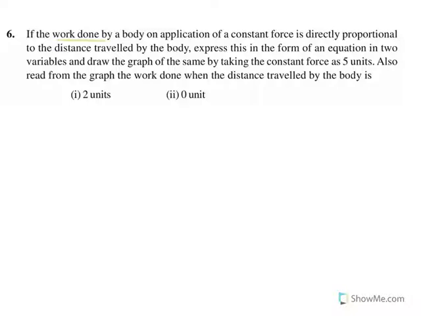If work done by a body on application of a constant force is directly proportional to the distance traveled by the body, express this in the form of an equation in two variables and draw the graph of the same by taking the constant force as 5 units. So the first part tells us work done by a constant force is directly proportional to distance. So let me write that out first. So I have work is directly proportional to distance. This is what they are saying.